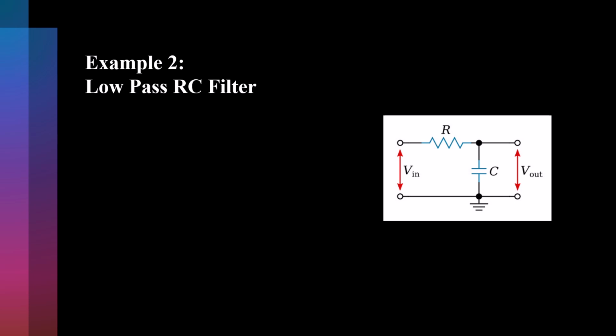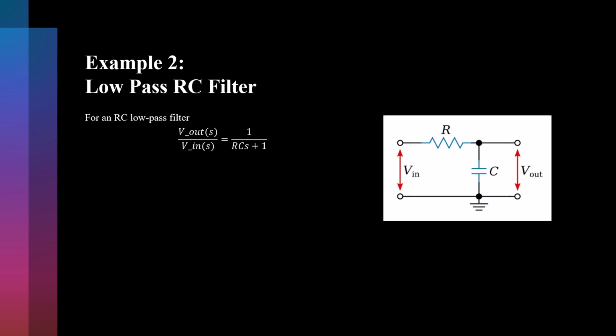As I already said before, if the output is across the capacitor, then V out equals 1 by CS times V. The 1 by C S will be there, so the same thing is represented here also. So for an RC low pass filter circuit, what I'm considering, I'm getting a final equation here.